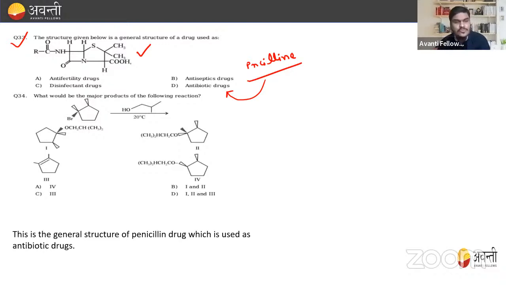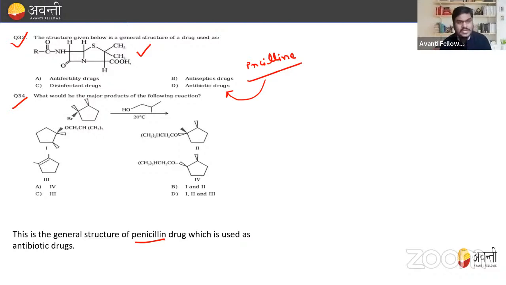Okay. Now let's move to the next question, that is question number 34. What would be the major product? Just remember this, beta. This is a general formula of penicillin drug, which is used as an antibiotic, already discussed, right? Now, what would be the major product of the following reaction? You have to identify what would be the major product for this following reaction, right?